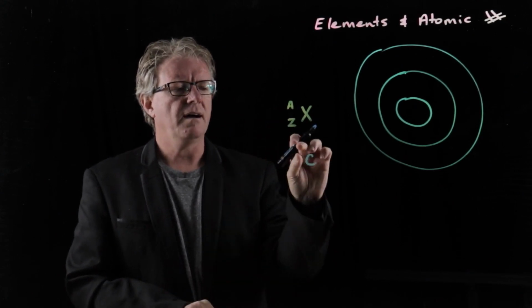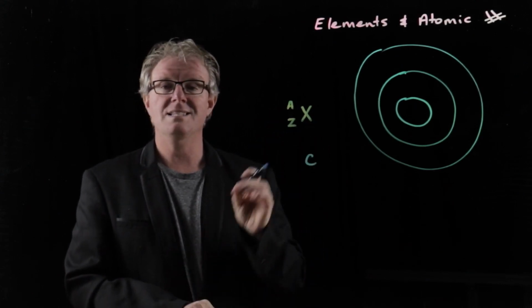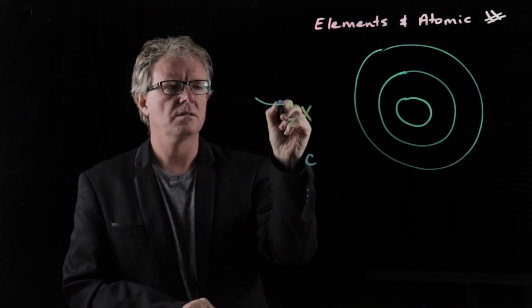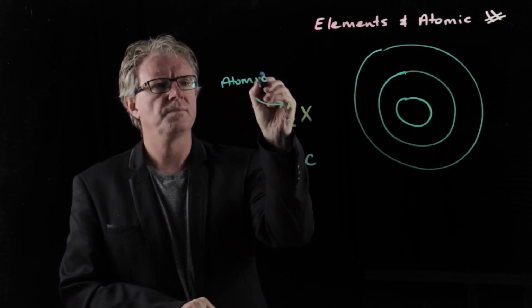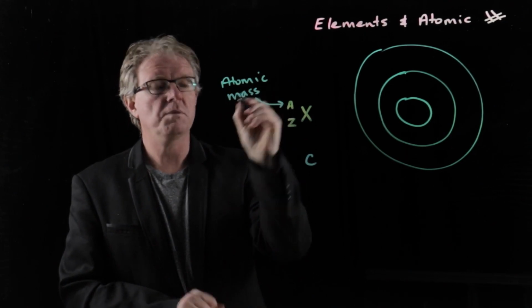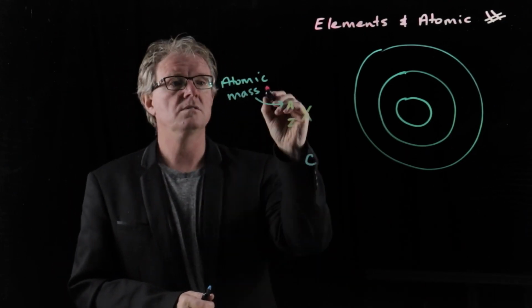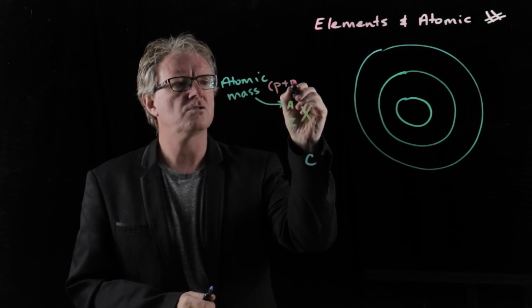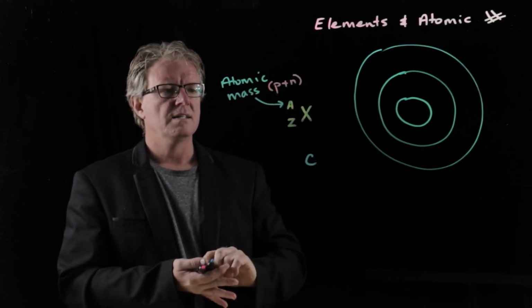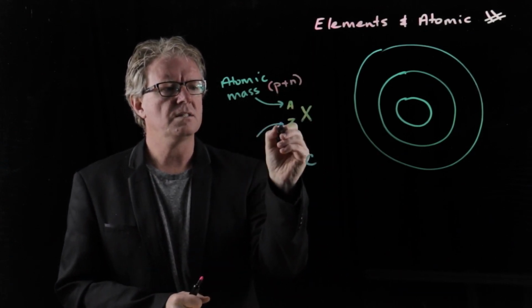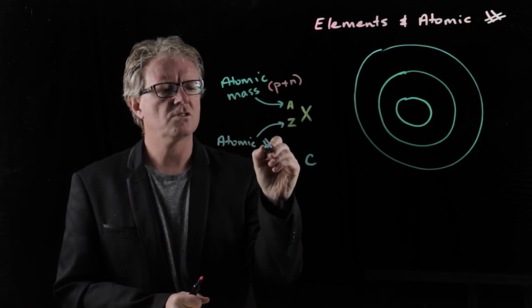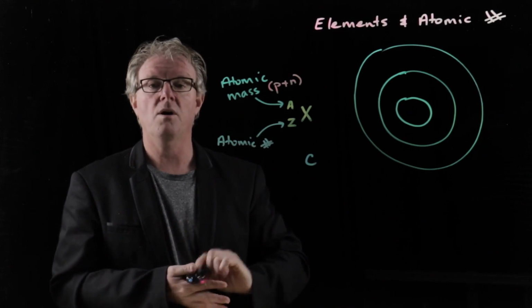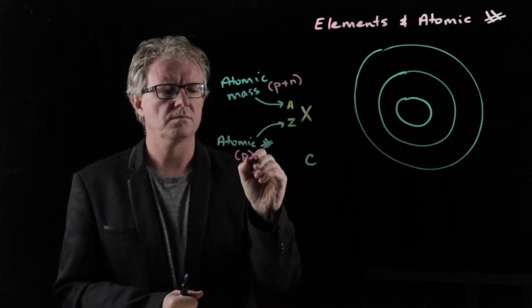Then we have A. Now up the top as a superscript, that is the atomic mass. Okay, so the atomic mass. And if you remember, the atomic mass is just the protons plus the neutrons. Okay. Down the bottom here, though, is the atomic number. And the atomic number is just simply the number of protons.